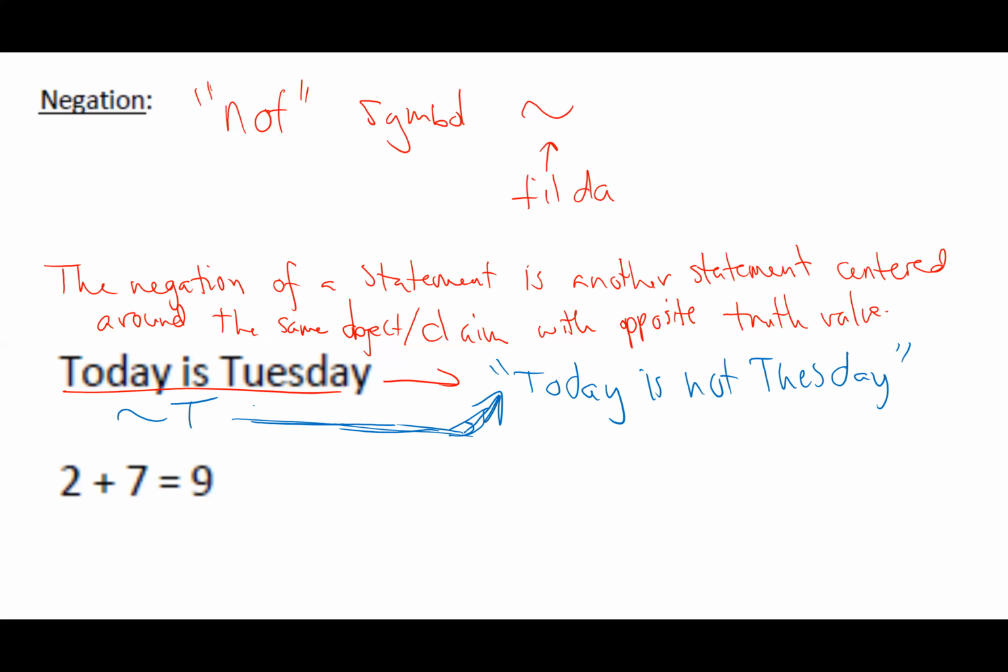Okay. 2 plus 7 is 9. Okay. So for this guy, the negation of this would be 2 plus 7 is not equal to 9. If you notice, I'm not saying 2 plus 7 is 10 or anything like that. I'm still taking the same object or claim. I'm just making the opposite truth value, or I'm making a statement centered around the opposite truth value of that. Okay.